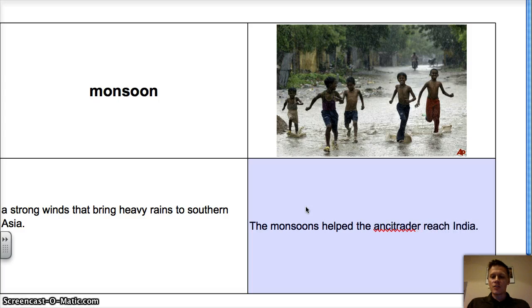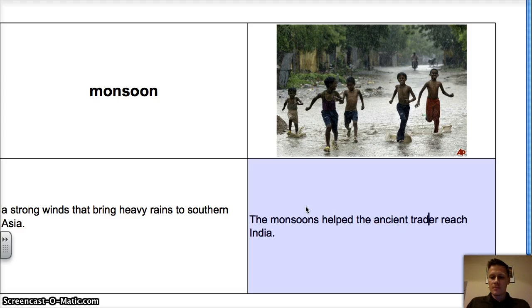I'm going to put the ancient traders reach India. And that was a very important thing because India has a lot of very important goods that the rest of the world did not have access to. We'll see later on the Silk Road becomes very important. It's bringing silk from China to Europe. And along that way, they also passed through India, and India had a lot of things that many different areas in the world wanted.